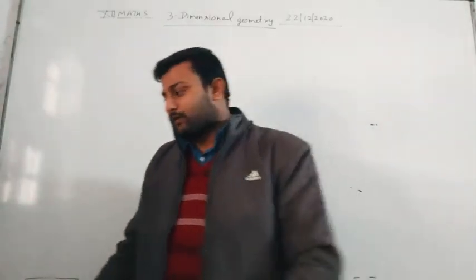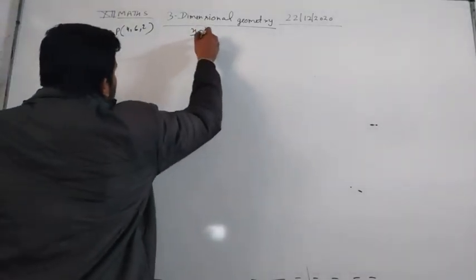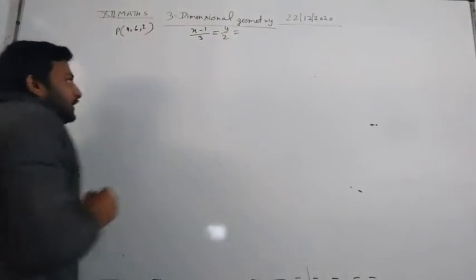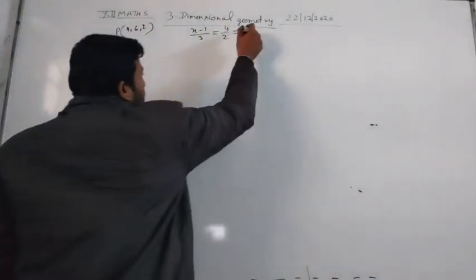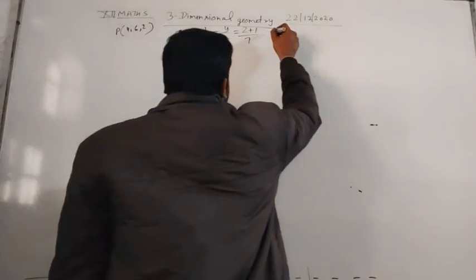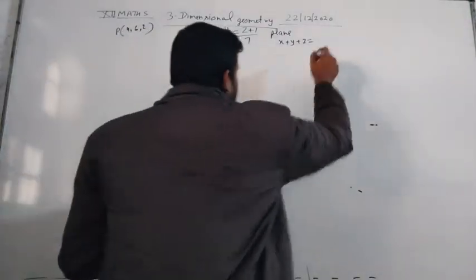So students, let's see. Our first question is: find the equation of the line passing through the point P whose coordinates are 4, 6, 2, and the point of intersection of the line (x minus 1) by 3 is equal to y by 2, which is equal to (z plus 1) by 7, and the plane x plus y minus z is equal to 8.